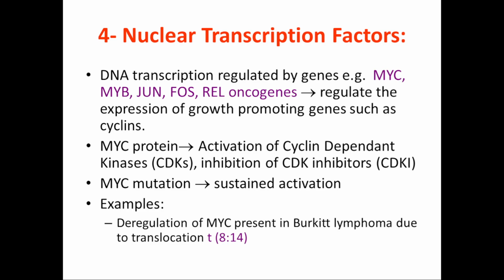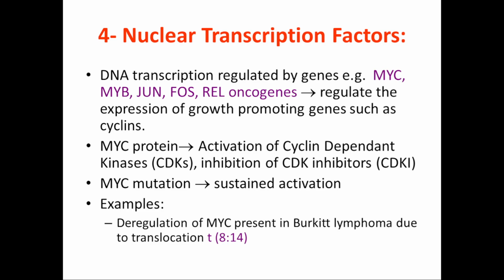Nuclear transcription factors are involved in transcription and the progression of the cell cycle. Examples are MYC, MYB, JUN, FOS and REL oncogenes. They regulate expression of growth-promoting genes such as the cyclins. Shortly we will see where cyclins and cyclin-dependent kinases work. The MYC protein activates the cyclin-dependent kinases and inhibits the cyclin-dependent kinase inhibitors, so it stops the inhibition part of the CDKIs. MYC mutation causes sustained activation, and an example is deregulation of MYC in Burkitt's lymphoma.